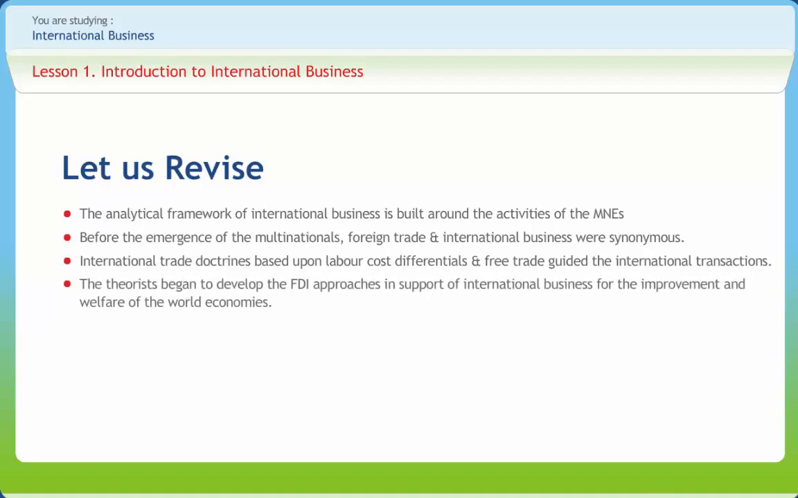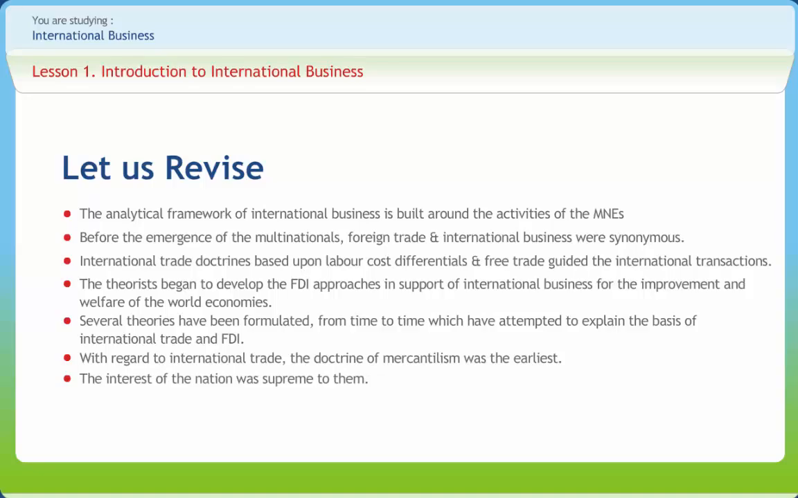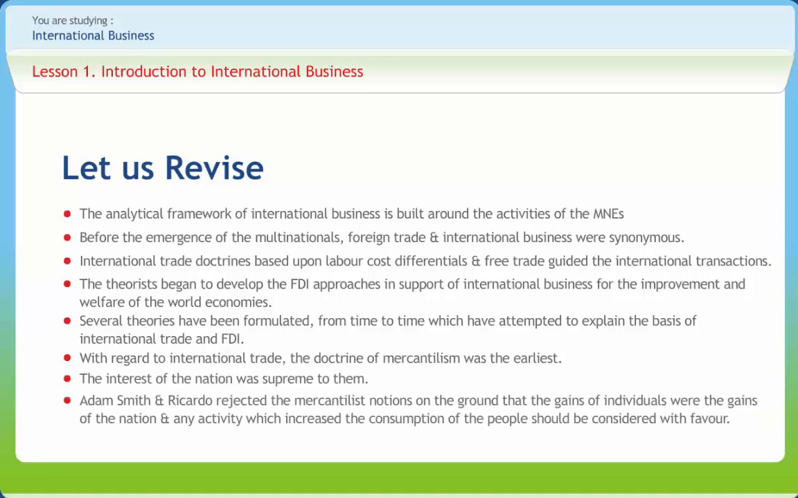The theorists began to develop the FDI approach in support of international business for improvement and welfare of the world economies. Several theories have been formulated from time to time which have attempted to explain the basis of international trade and FDI. With regard to international trade, the doctrine of mercantilism was the earliest. Its postulation was that a nation could become rich by acquiring gold from abroad, which was possible by increasing exports and decreasing imports. The interest of the nation was supreme to them. Adam Smith and Ricardo rejected the mercantilist's notion on the grounds that the gains of individuals were the gain of the nation, and any activity which increased the consumption of the people should be considered with favor.